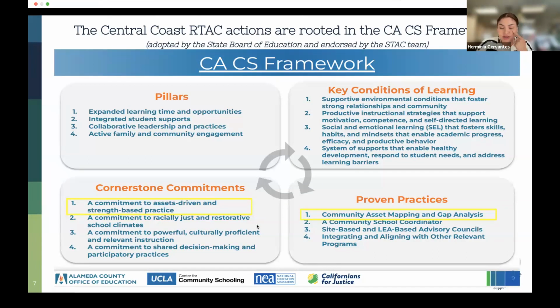And when it comes to the proven practices, we will also be discussing, again, number one, which is community asset mapping and gap analysis. So when we think of the work, these are kind of the early building blocks of the community school work and the framework that the State Transformational Assistance Center team put together.